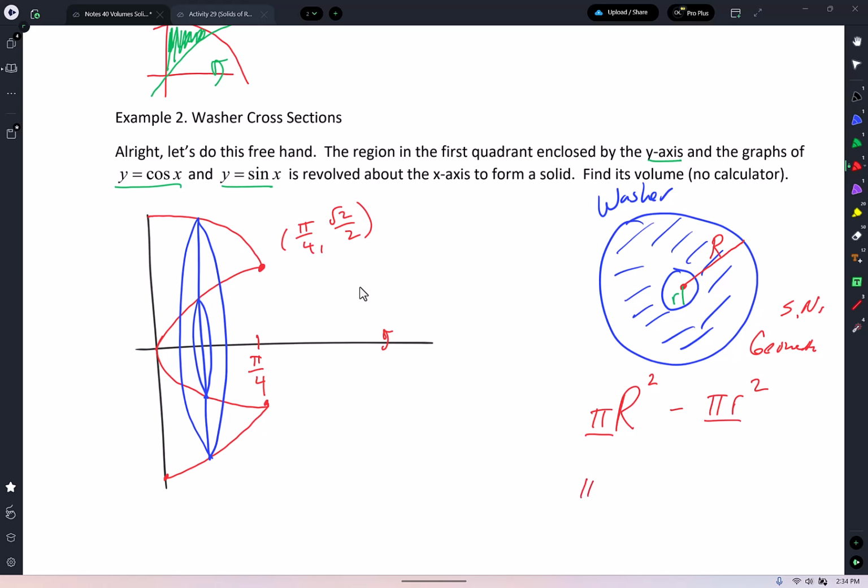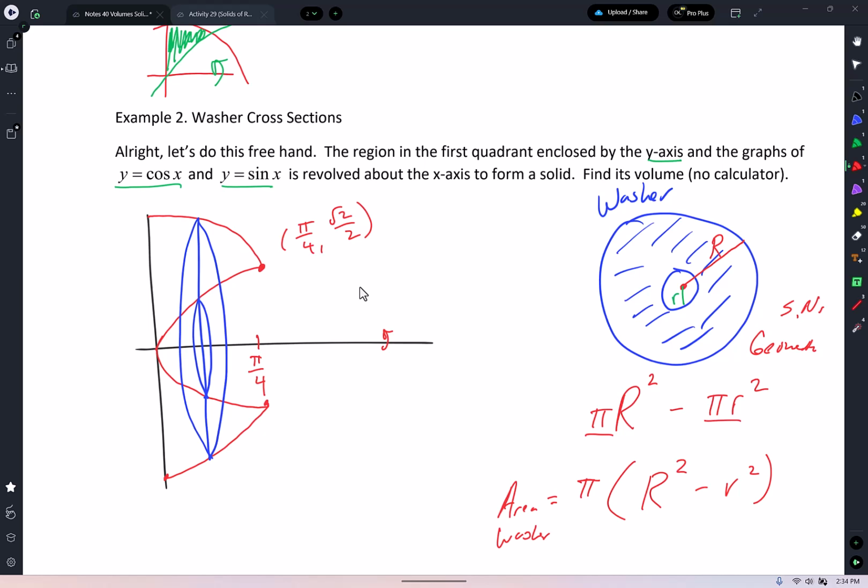Yeah, the pi's. Because the r's are different values, right? Capital R and little r. Pi's. So big R squared minus little r squared. So there it is. That's my formula. I'm just going to call it area, equals area for the washer. That's my formula: pi big R squared minus little r squared.